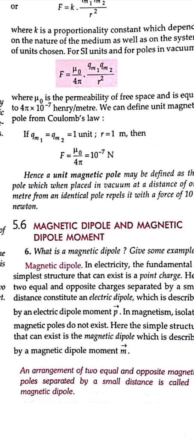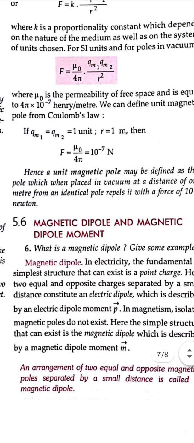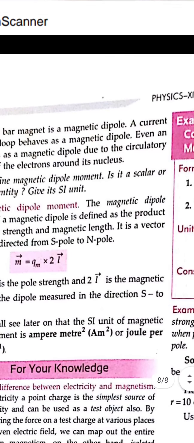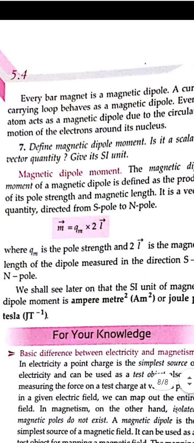Similarly, the magnetic dipole is an arrangement of two equal and opposite magnetic poles which are separated by some distance. So every magnet has a dipole because it has the property of having two different poles, that is north and south pole. So what is the magnetic dipole moment?